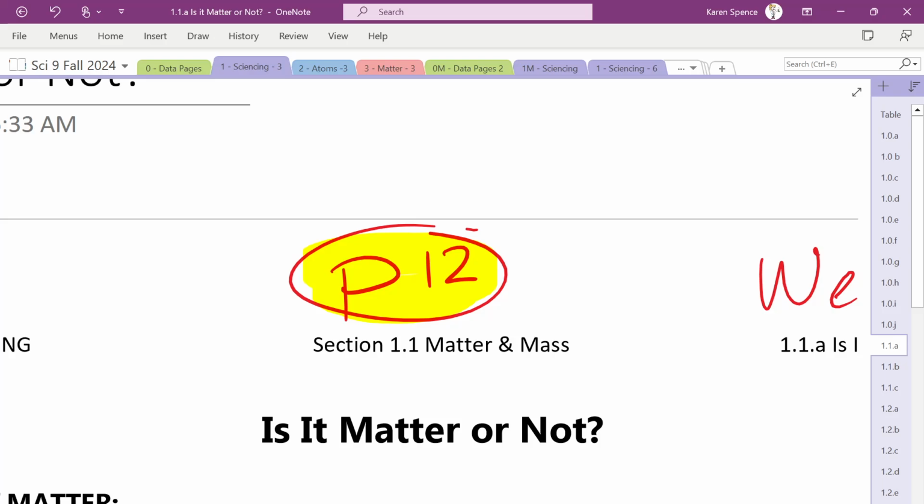Everything you can hold, taste, or smell. So I go, so does that mean a fart is matter? And they all look at me and go, well, think about it. They go, humans are matter. I go, yes, humans smell.